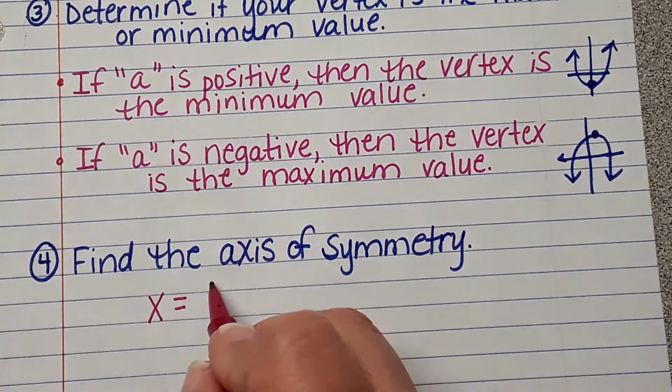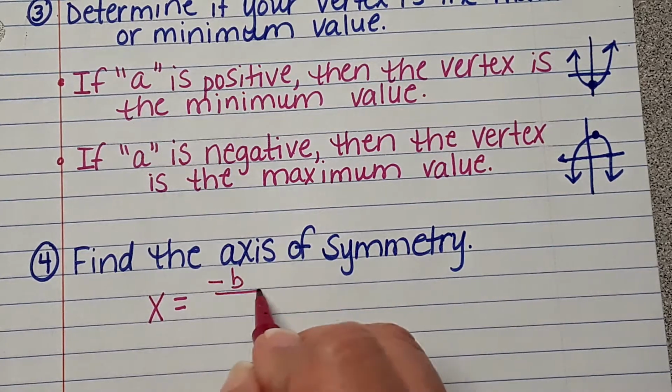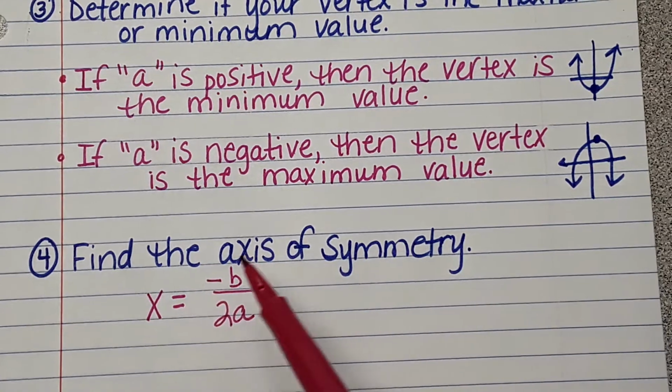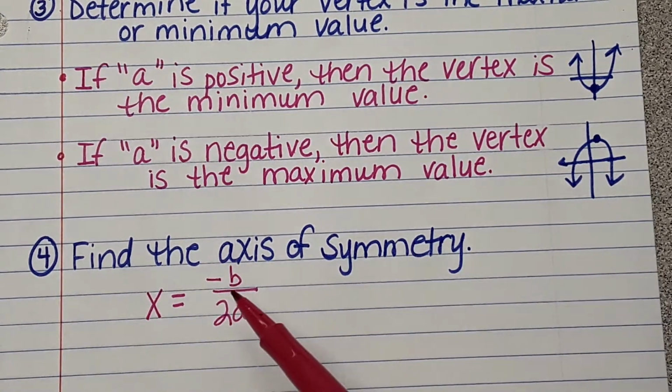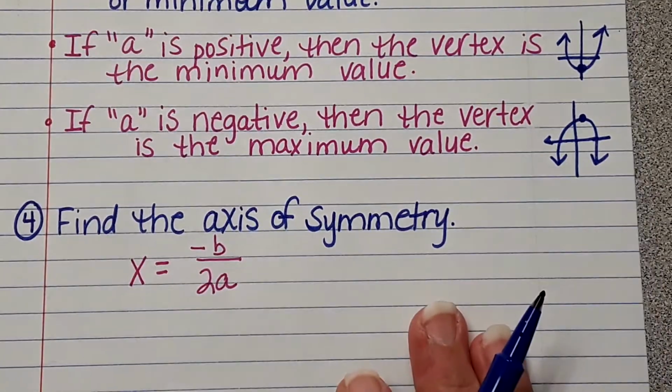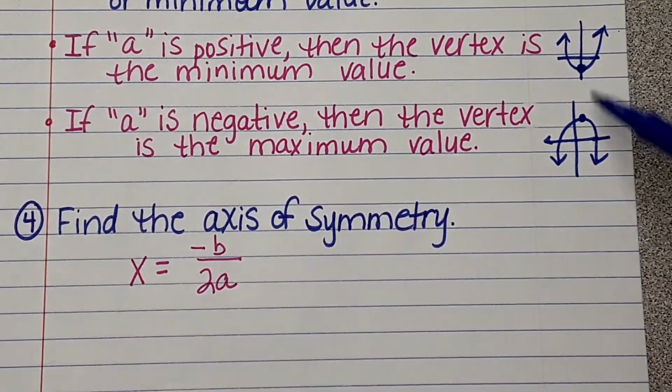So x equals the opposite of b over 2a. That doesn't mean negative b, it means the opposite of b. So whatever b is, you take the opposite of it. And that's the axis of symmetry. What that's going to do is cut that parabola right in half. And what's nice is it becomes a mirror. So whatever happens on one side happens on the other side.